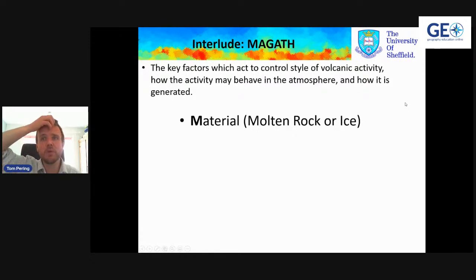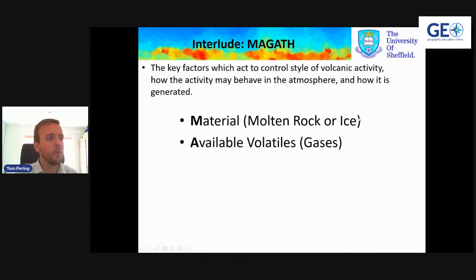And the first thing you need with volcanic activity is some kind of material, be that molten rock, silicate-based volcanism as we have on the planet Earth, or be that ice on other planetary bodies throughout the solar system. Commonly, we then also need available volatiles or gases. How are we going to generate that explosive force? We often need gases. I refer to this as available volatiles.